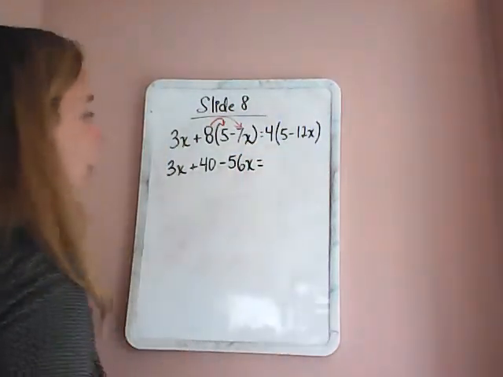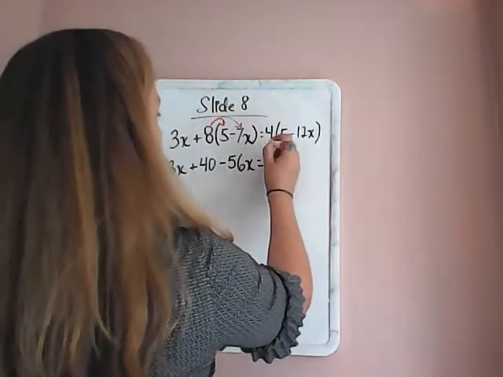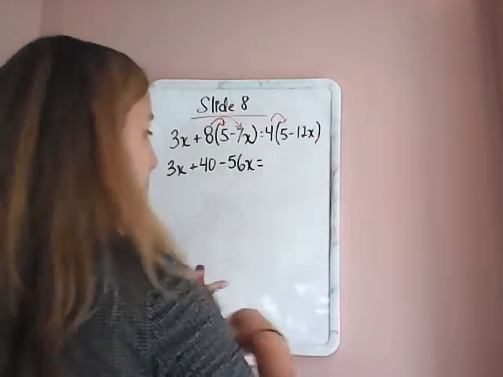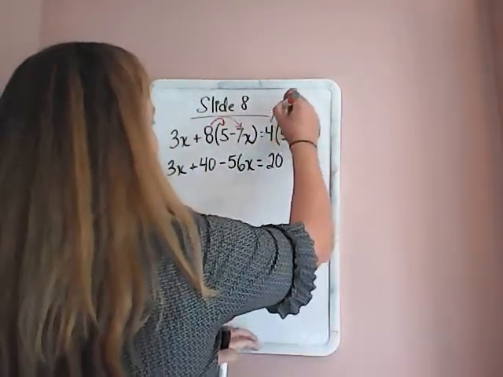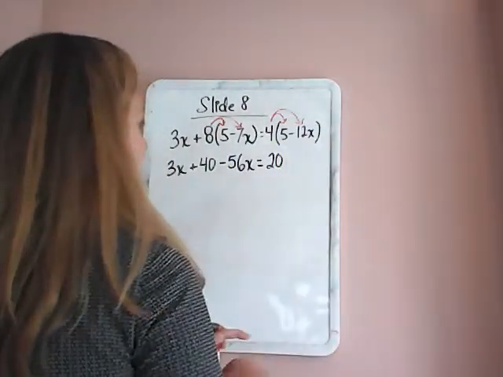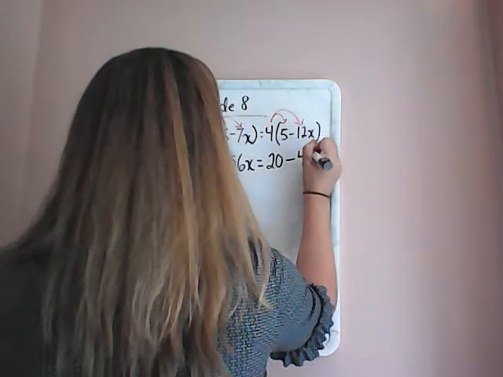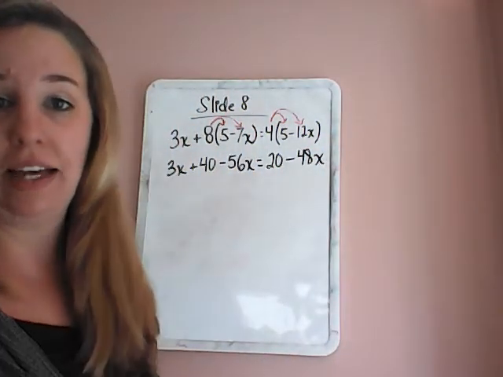which equals, now we have to do the second distribution. We have 4 being distributed in here. So 4 times 5, which is 20. And then 4 times negative 12x, that is negative 48x. All right, so pause the video. Try to combine the like terms that you see.